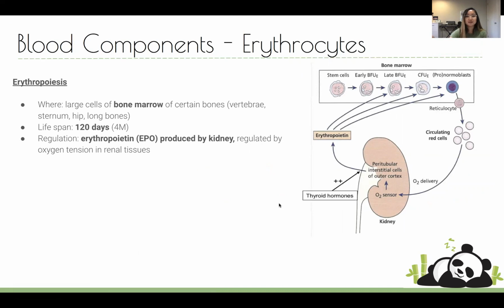Erythropoiesis happens in the large cells of bone marrow of certain bones, and they have a lifespan of 120 days. That's something to remember, that always comes up. And regulation, as I said before, is by the kidney secreting EPO. And yeah, that's about it.